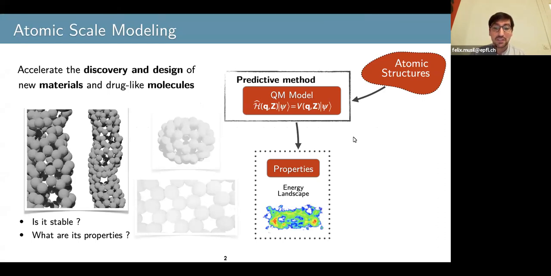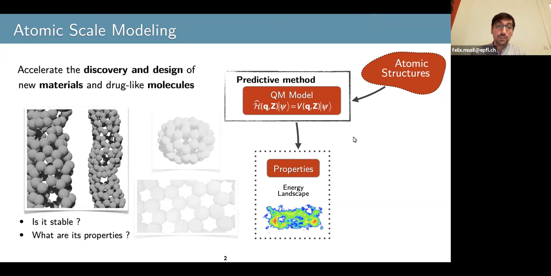Let's start with a brief introduction on why maybe we want to use machine learning and in which context. So typically with our computational experiments, we want to model materials and molecules so that we can discover and design new materials for new applications, or improve already existing materials.